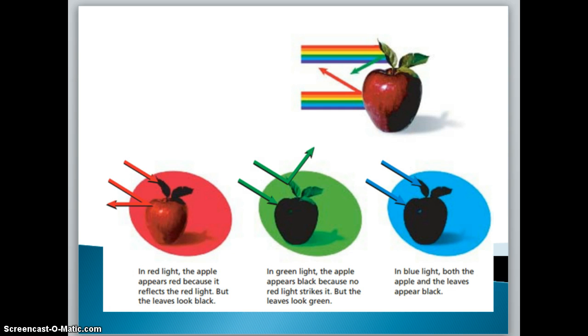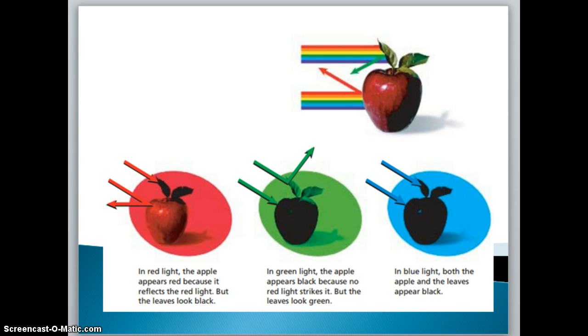So here is an example of using those color filters, either a transparent or a translucent filter. If you were to put red on a red apple, okay, the red light is being transmitted, red light is still being reflected back to your eyes. The green cannot be reflected back because you're blocking it with the red filter. So the leaves look black because it's trying to reflect back that red light.